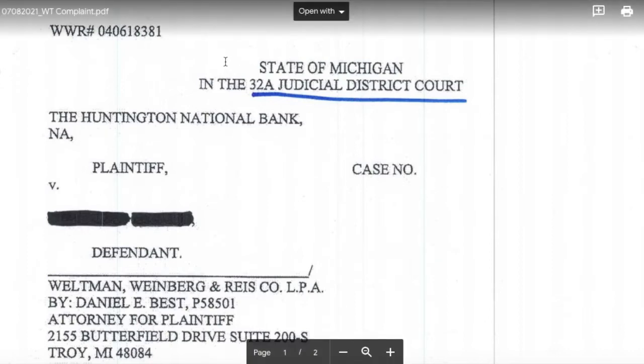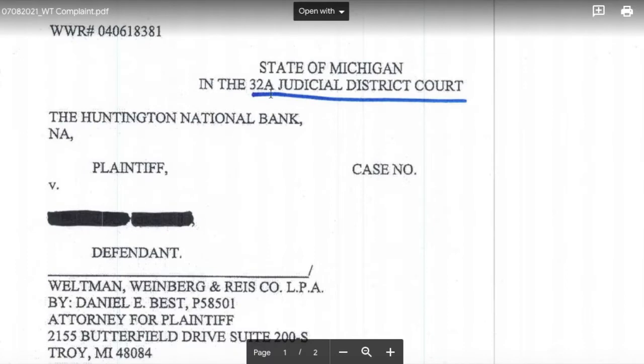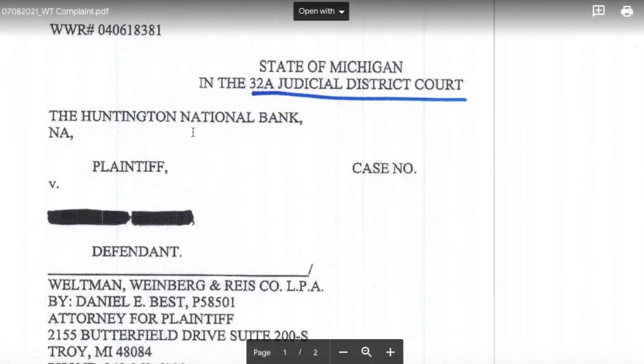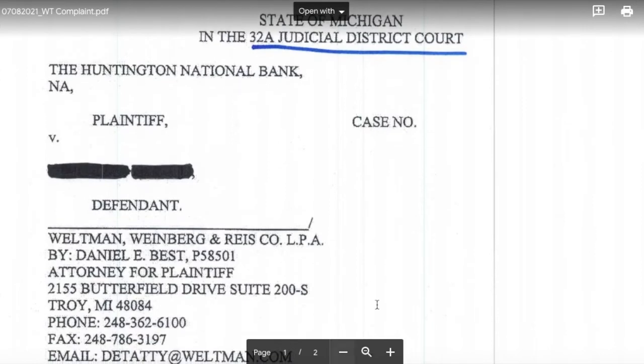So you have here at the top, obviously it'll say what court, or at least it should say what court you're being sued in. And here we're in the 32nd A Judicial District. You're going to look at, this is called the caption. The caption is the first portion of the complaint. So the first portion, you're going to have the plaintiff listed here. In this case, it's Huntington National Bank.